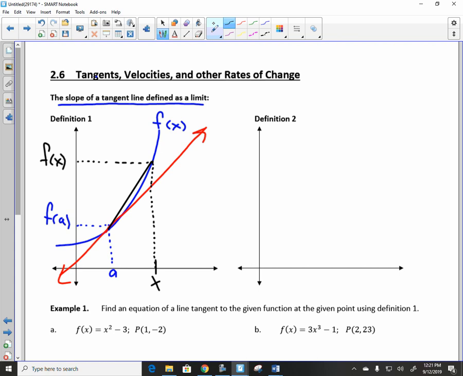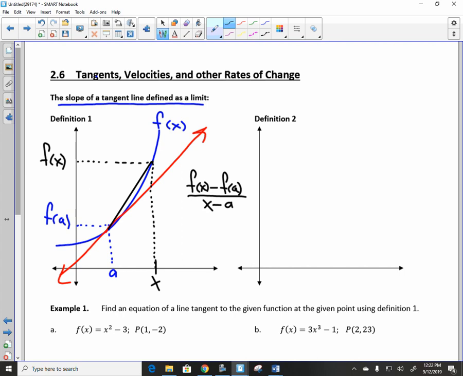Well, if I want to make the secant line approach the slope of the tangent line, what do I have to do? What do I have to move? Where do I have to move it? Move what closer to what? X closer to A. Would you agree? Okay. So right now, the slope of the secant line is f of x minus f of A divided by x minus A. Everybody agree that's the slope of the secant line?